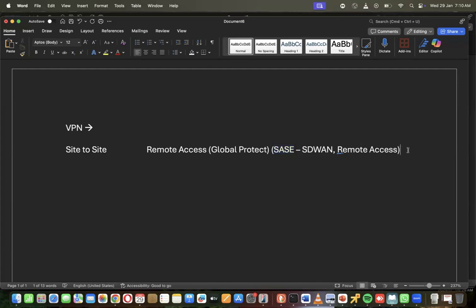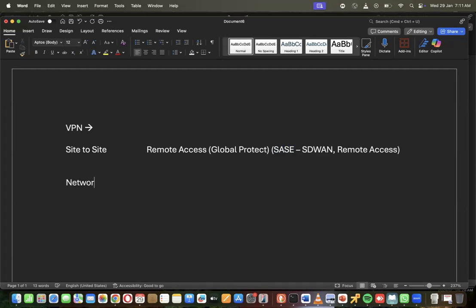Anyway, so when it comes to site-to-site VPN, we have classified the VPN as point-to-point VPN, hub and spoke VPN, point to multi-point, that's what hub and spoke is, and full mesh VPNs. There are so many types of VPNs available when it comes to site to site.